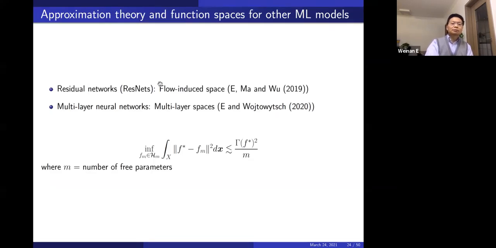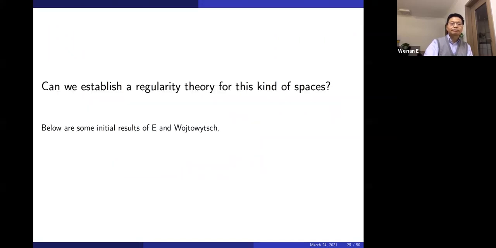And similar kinds of approximation theory can be developed for ResNets, residual neural networks, in which case we introduced something we call flow-induced space. So that would be the analog of Barron space or reproducing kernel Hilbert space. And for multi-layer neural networks, we also introduced something called multi-layer space. Again, it plays the role of Barron functions. And these kinds of theorems can be proved, although in this case, the M is not exactly M here. There is some exponent that depends on the number of layers.